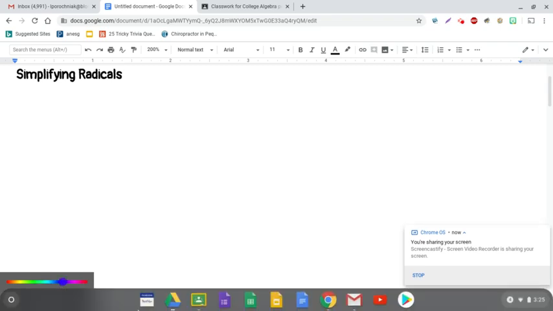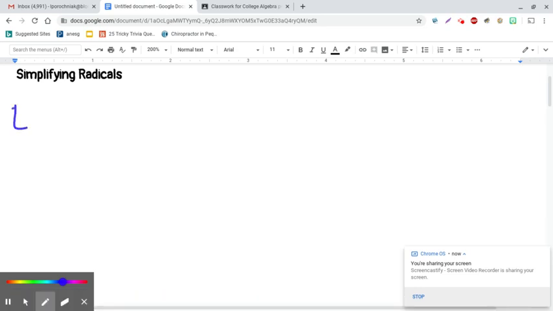Today we're going to be simplifying radicals. So we're actually going to be using methods we've used during the second and third marking period. So hopefully this won't be terribly new. But all right, here we go. Let's have fun. All right, so example 1.